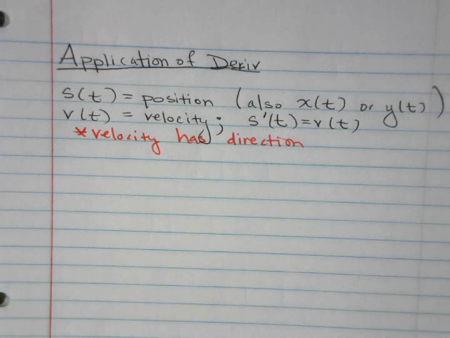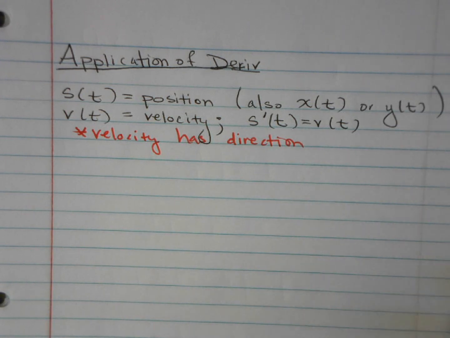So that's not speed, right? Speed has no direction. So if we're going 30 miles an hour, it doesn't matter if we're going north 30 miles an hour or south 30 miles an hour, we're just going 30 miles an hour. Our velocity, however, does have direction, so that is always going to be important.